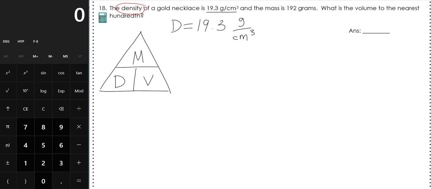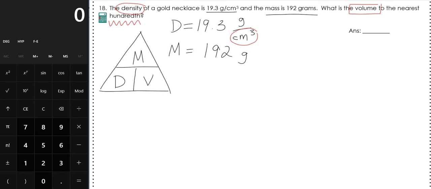What else did they give us? They said, and the mass is 192 grams. So I'm going to write down mass is 192 grams. The question is, the ask, what is the volume to the nearest hundredth? So you're going to round to the nearest hundredth, but you're looking for volume. So we're going to be looking for that centimeters cubed. That's what we're going to be looking for.